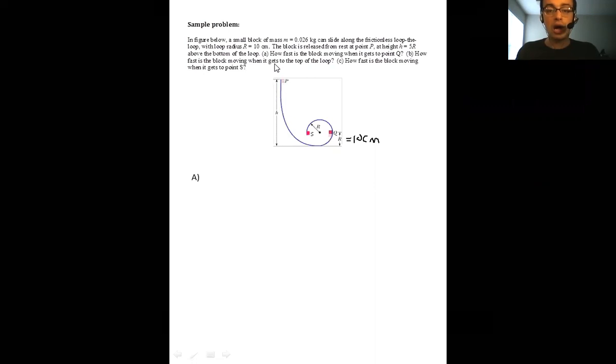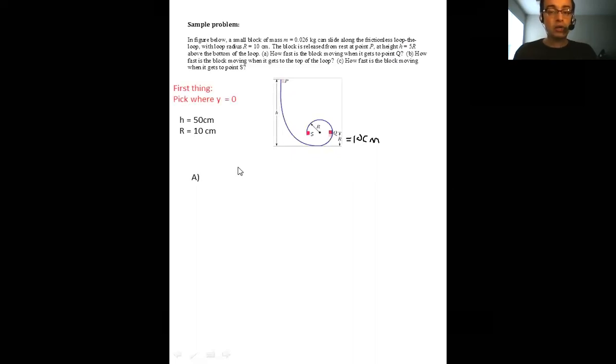So the questions are, how fast is the block moving when it gets to point Q, which is right here? How fast is the block moving when it gets to the top of the loop, which is here? And how fast is the block moving when it gets to point S? Let's first take a look at what our givens are. We know that h, this height here, is 50 centimeters, because height h equals 5r, and r equals 10 centimeters.